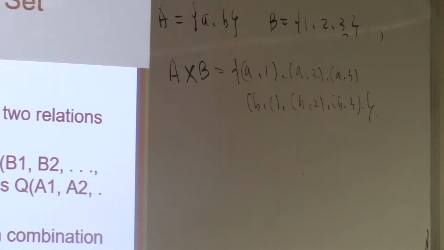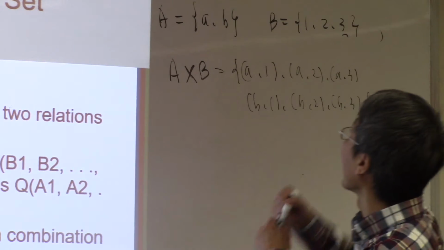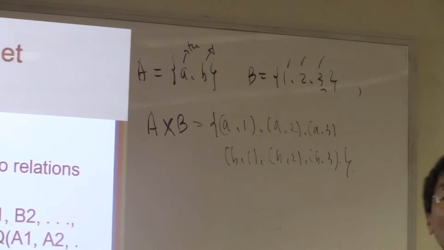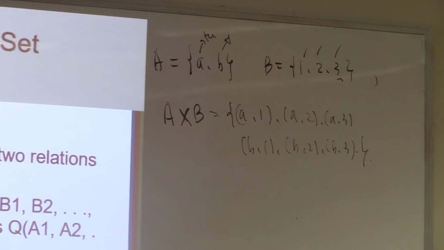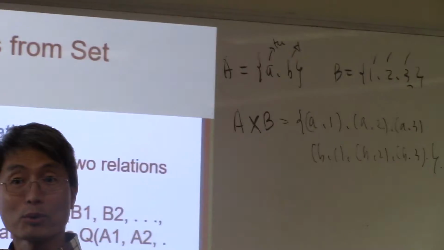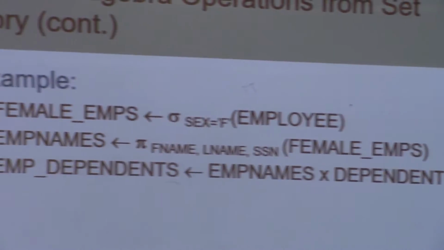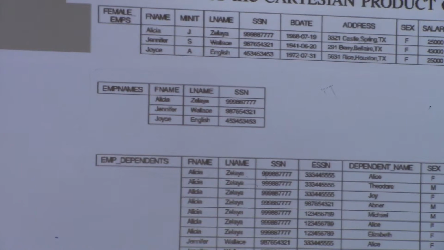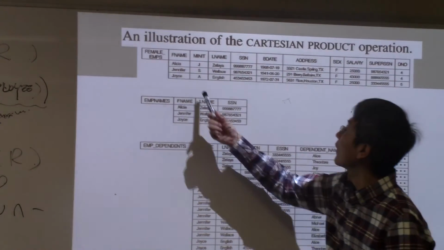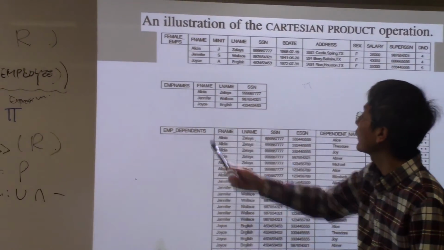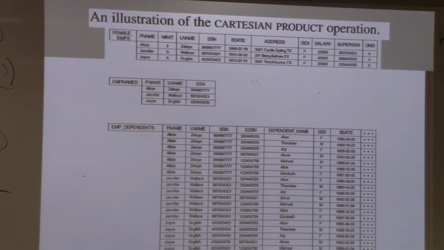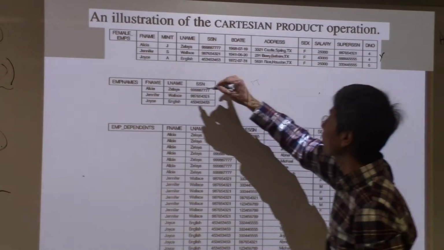In our relational model, A represents what? A tuple. Another tuple. So when we combine two tables, two relations, we can use Cartesian product. For example, let's say we have two relations: one is the female employee, another one is the employee names.